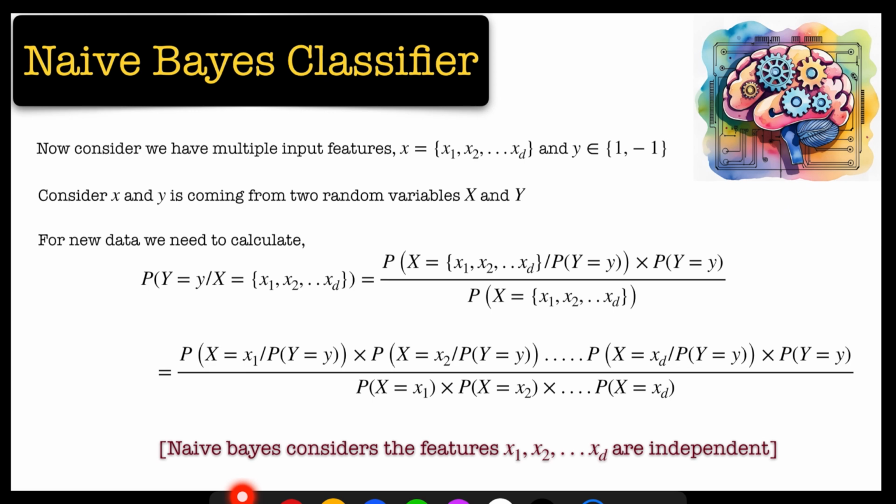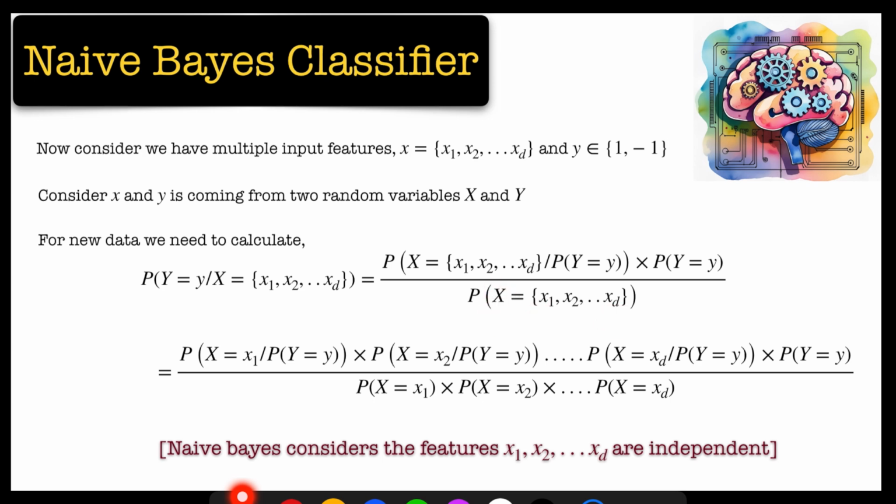So we are considering the input feature x is d-dimensional and the output is 1 or -1, and these inputs and outputs x and y are coming from random variables X and Y. So for new data, we have to calculate the probability of output class y given the input x1 to xd, the d inputs. Using the Bayes theorem, it will be the same: probability of input x1 to xd given output class y, times probability of output class y, divided by probability of input x1 to xd.